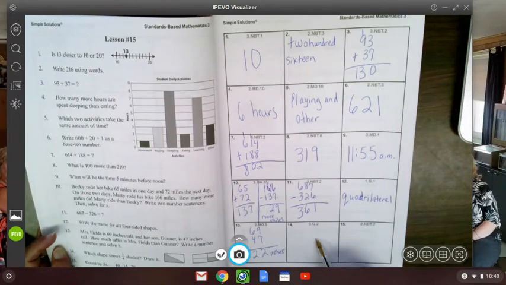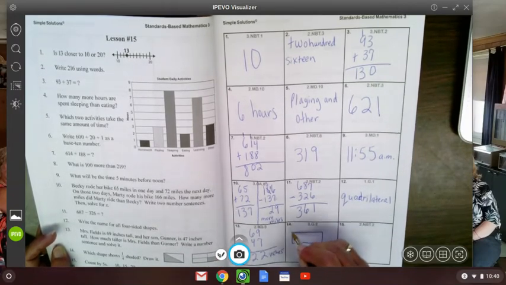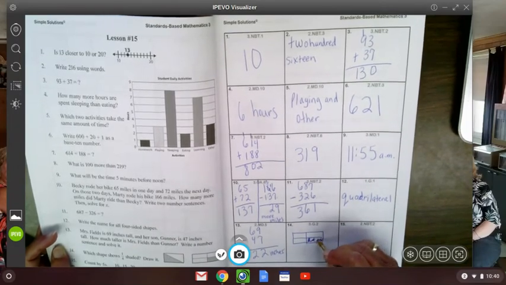14. Which shape shows 1/4 shaded, and draw it? Well, that's not 1/4. So I'm going to draw it and shade in 1/4.